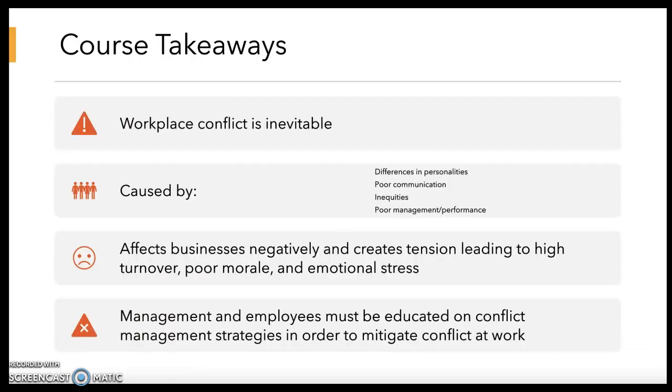Congratulations, you've made it to the end of your course. Take some time to review the course takeaways and remember the following. Workplace conflict is inevitable and occurs at all organizations. Workplace conflict is caused by differences in personalities, poor communication, inequities, and poor management and performance, just to name a few. This doesn't mean that those are the only causes, but these are the most common that many organizations experience. Workplace conflict affects businesses negatively and creates tension, leading to high turnover, poor morale, and emotional stress. Management and employees must be educated on conflict management strategies in order to mitigate conflict at work.